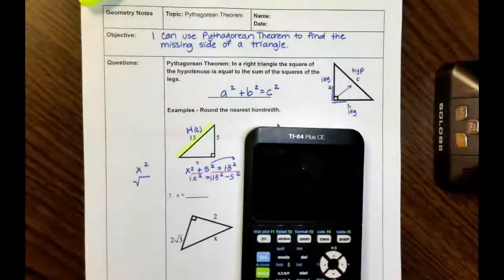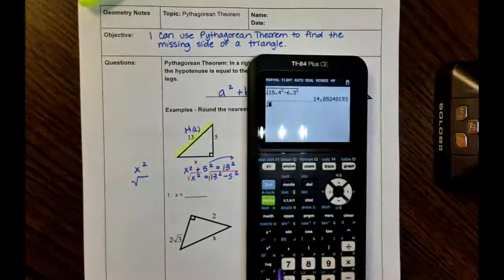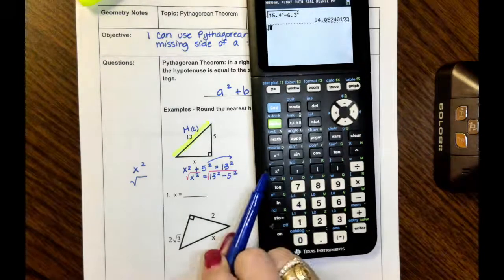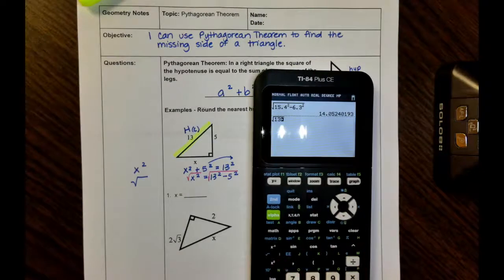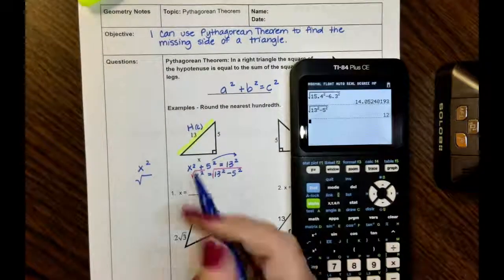So we can go to our calculator and we can type in the square root. The square root key is right here. It's on top of the squared button. You hit shift or the blue key and then the squared key to get the square root. Square root of 13 squared minus 5 squared. Type it in just like that, and it will give you the answer. And in this case, we don't need to round. It's nice and pretty as 12.